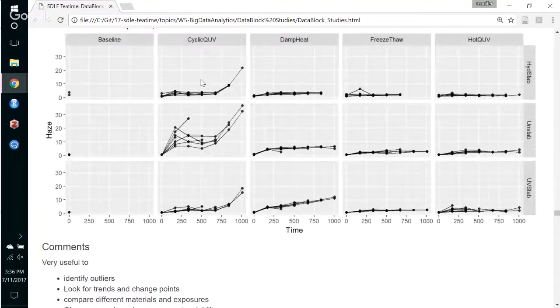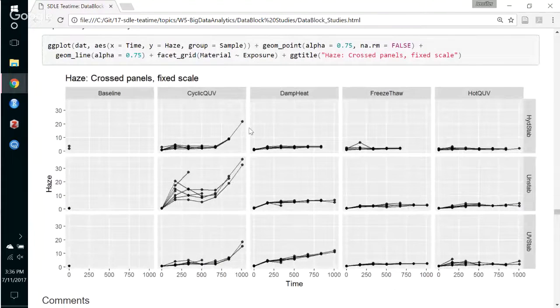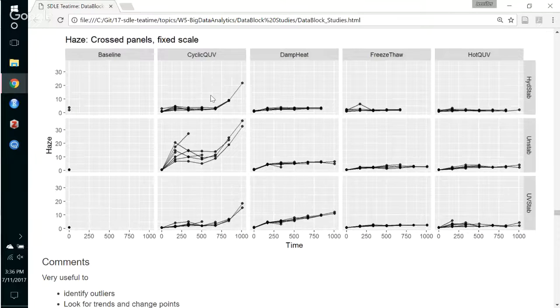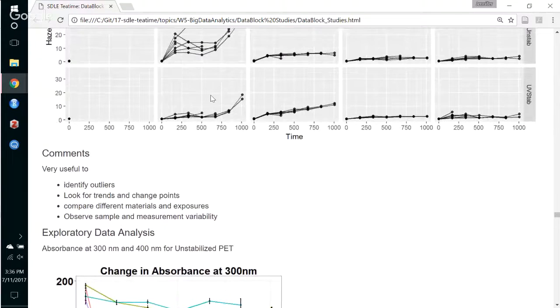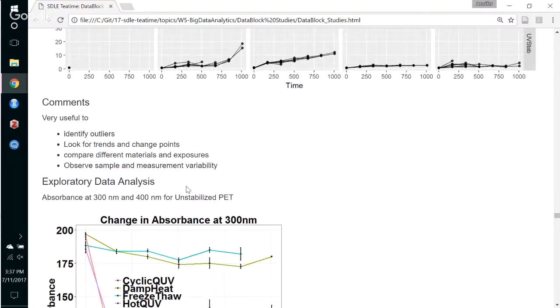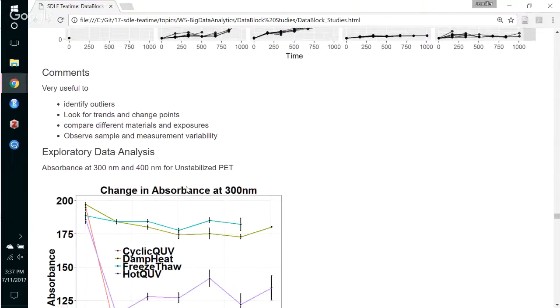And likewise with the haze, it seems to increase with cyclic QUV, but doesn't change a lot for any of the other 3 exposure types. So here, it may not be UV alone that's causing the haze, but rather the combination of UV exposure and moisture that causes that to occur. So here are his comments. Exploratory data analysis is useful to identify outliers, look for trends and change points in the data, compare different materials and exposures, and also observe sample and measurement variability.